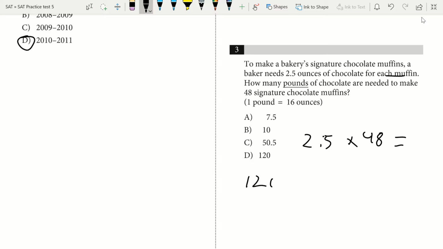So that's how many ounces I have, but I need my answer in pounds. Well, 1 pound is equal to 16 ounces, so I do 120 divided by 16 to get my answer in pounds. 120 divided by 16 is 7.5 pounds. So our answer there will be A.